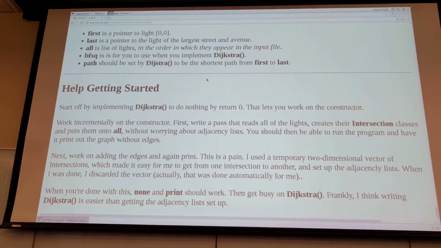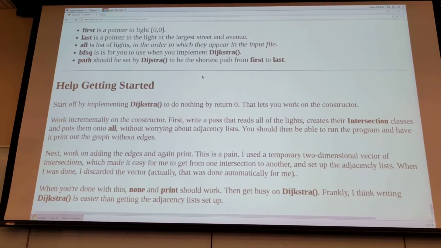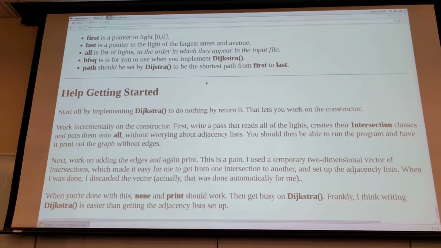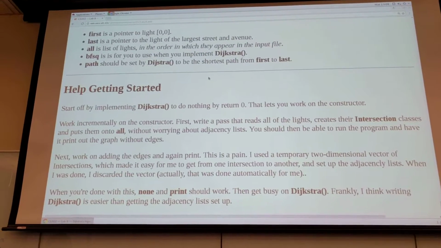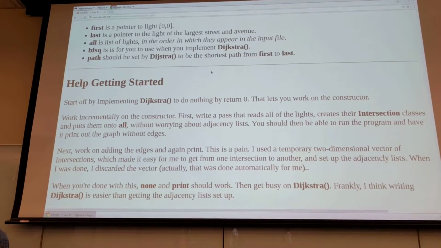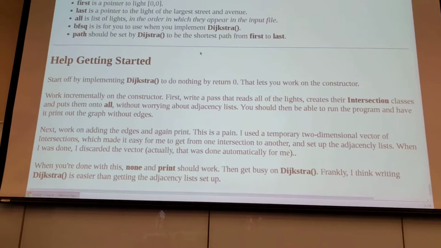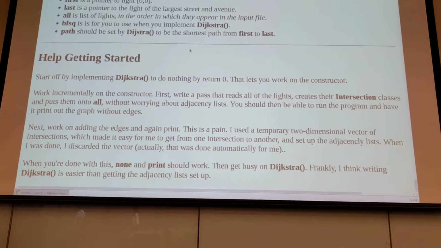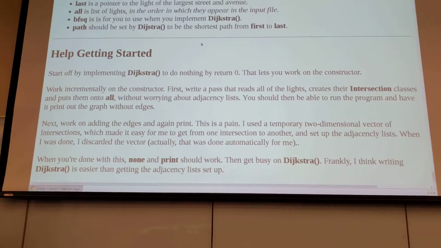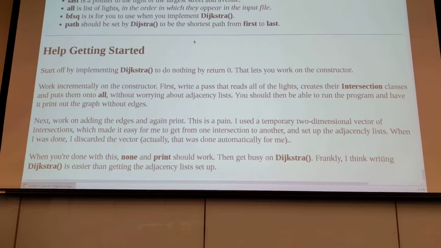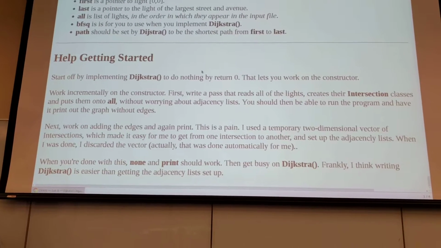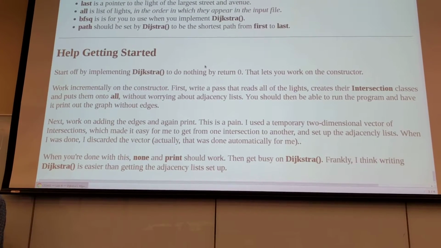And then some help getting started. He recommends that you start off by implementing Dijkstra to do nothing but return 0. This will allow your code to compile so that you can work on the constructor. And then work incrementally on the constructor. First write code that will read in all the lights, create the intersection classes, and put them into the all list without worrying about the adjacency list. That way you can run the program with none print, and it will print out all the intersections. Once you have that working, you can add the edges and run print again.